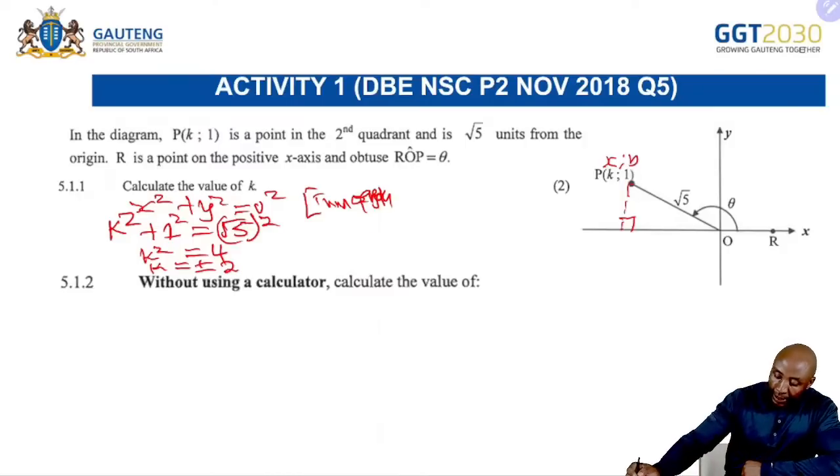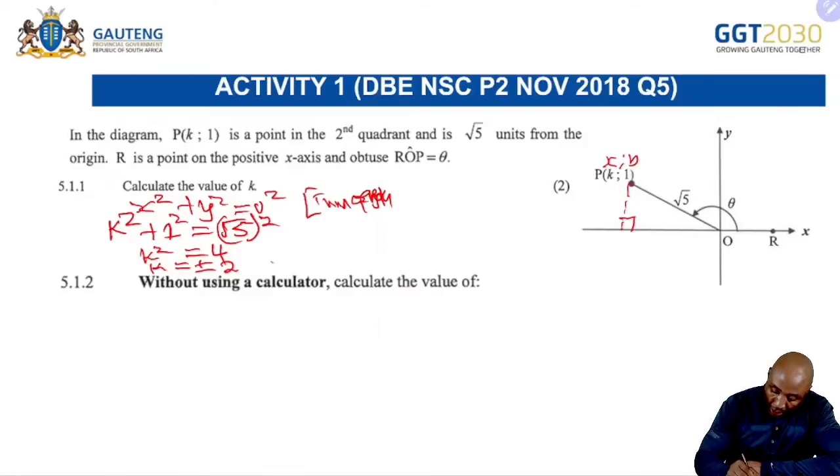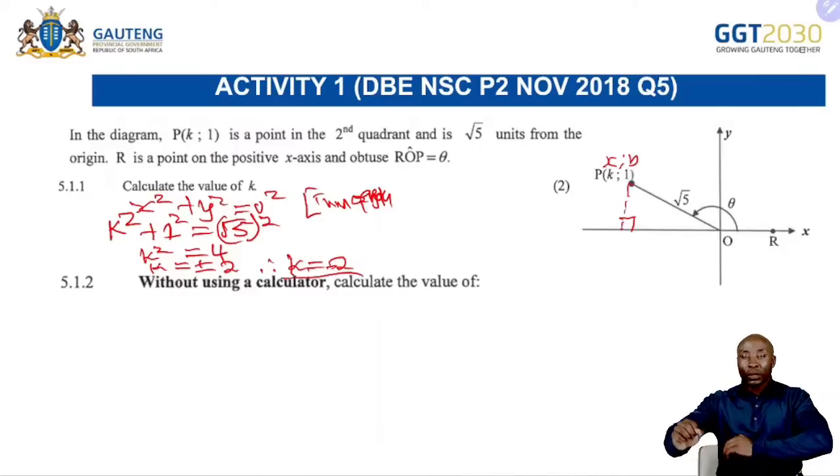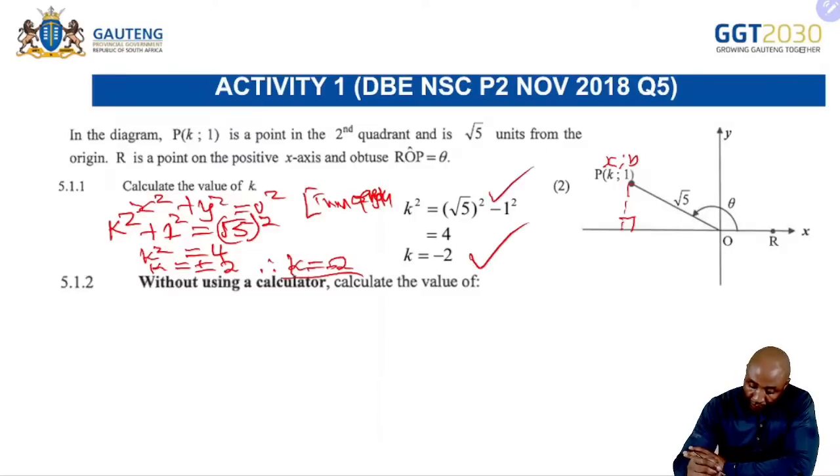But remember, we are working with quadrants. In this case, it's quadrant 2. Therefore, our k must be -2. Please do not just take 2, because we are working with quadrants and the signs are not the same in the different quadrants. So we'll get a mark for using the theorem of Pythagoras and then choosing the correct value of k as -2. You will get your 2 marks there.